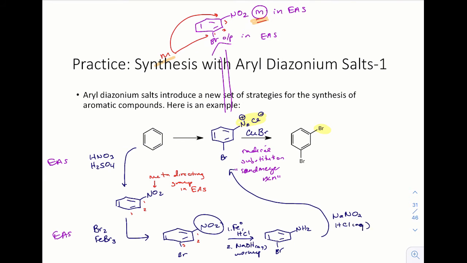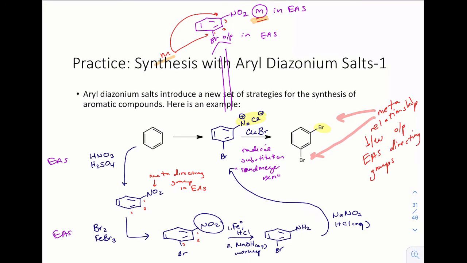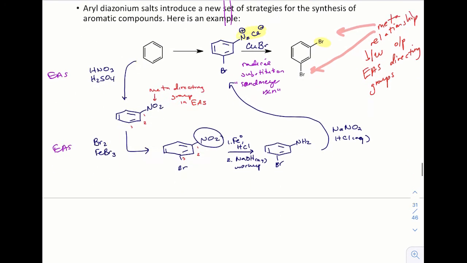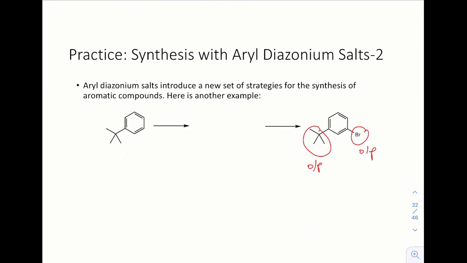What was the hint that we needed to use the aryl diazonium salt in the synthesis? Yes, the hint was the meta relationship between two ortho-para directing groups. Keeping what we've learned in mind, let's try again.